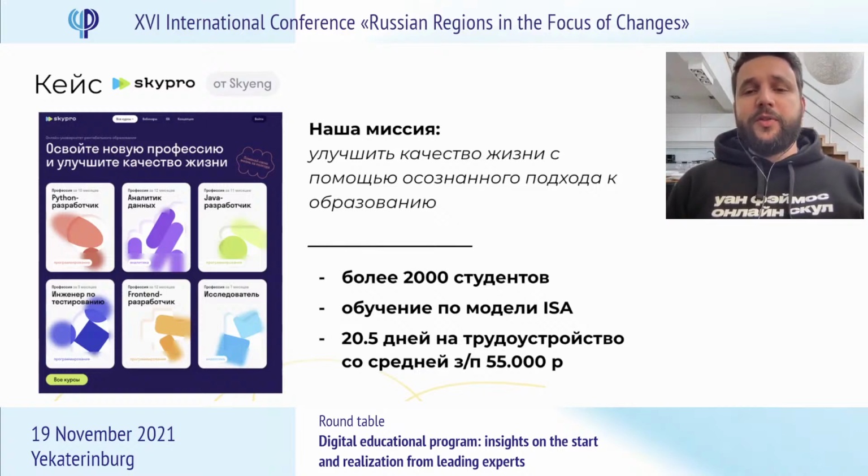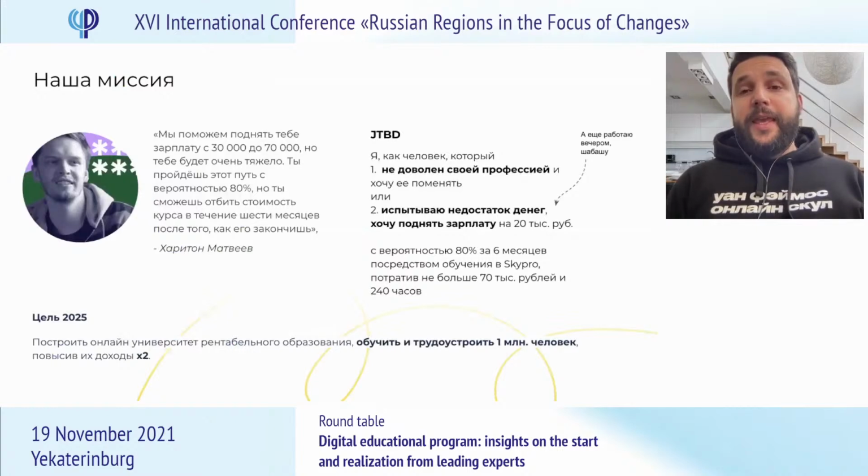So data analysts have higher salaries. And that's 65,000, maybe even 150,000 rubles. And testers' salaries are lower.